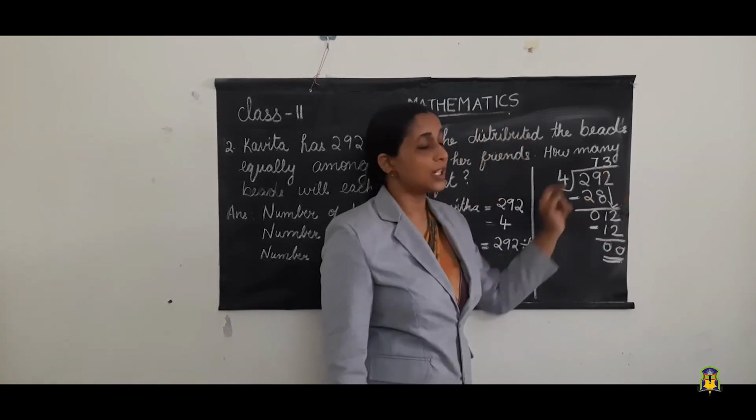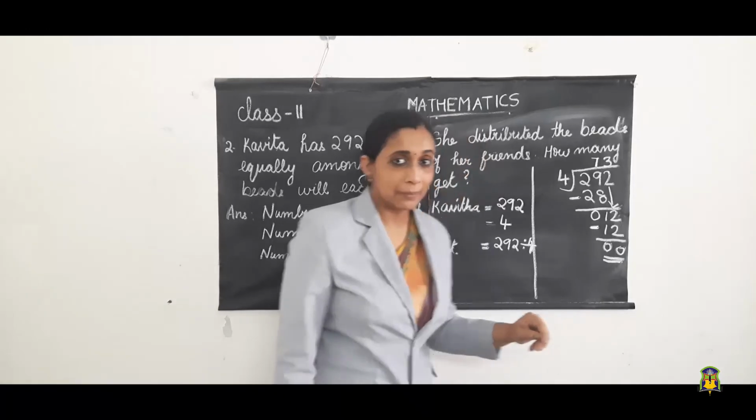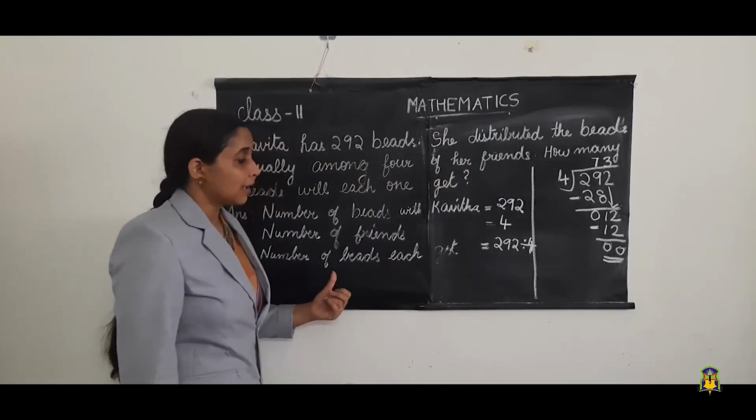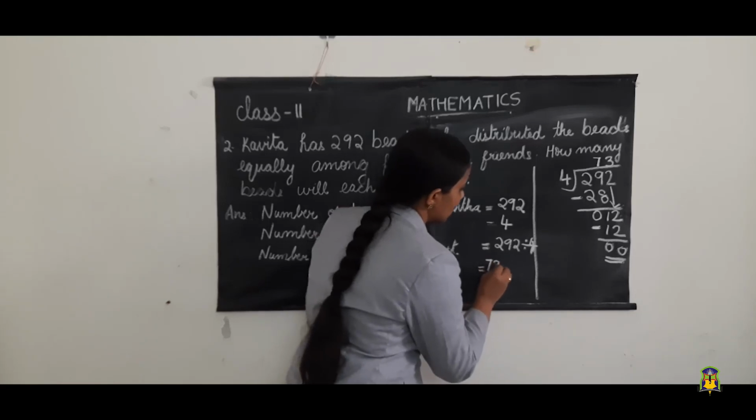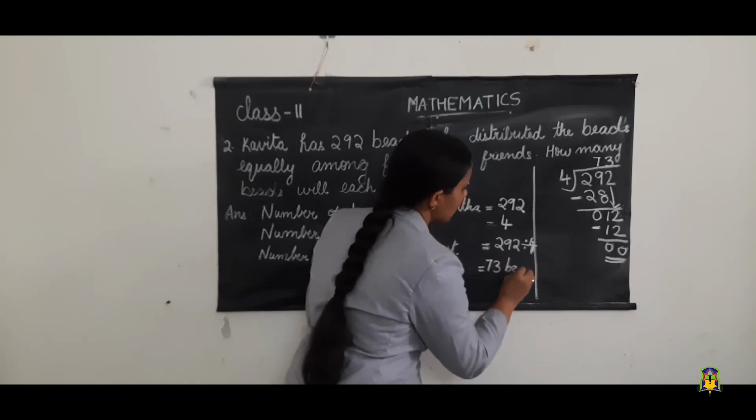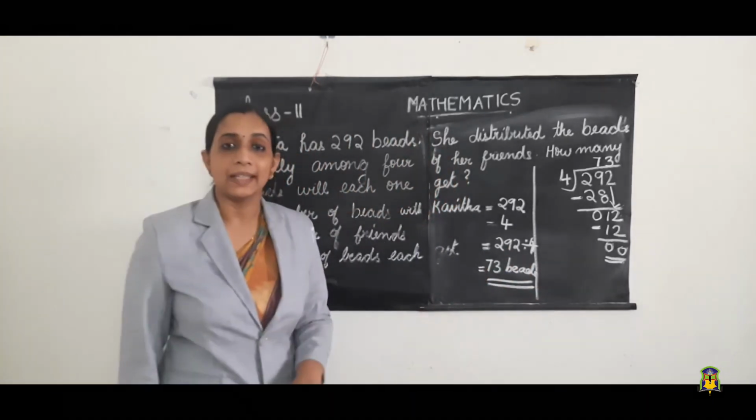So we got the quotient as 73. What does that mean? It means each one got 73 beads. How many beads did each one get? Each one got 73 beads.